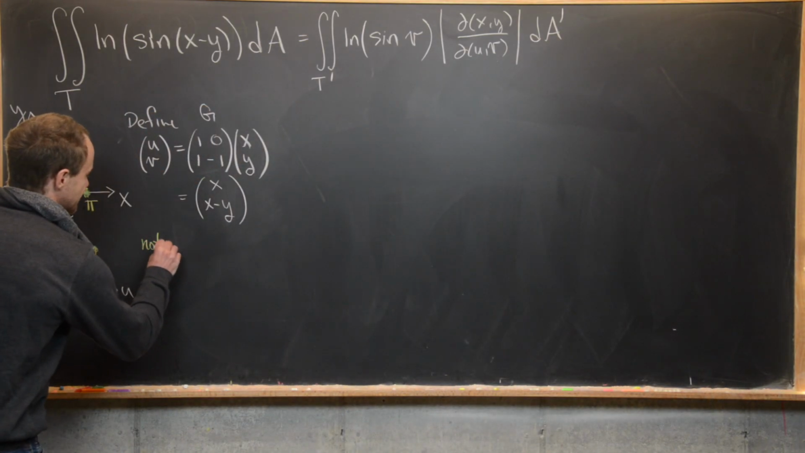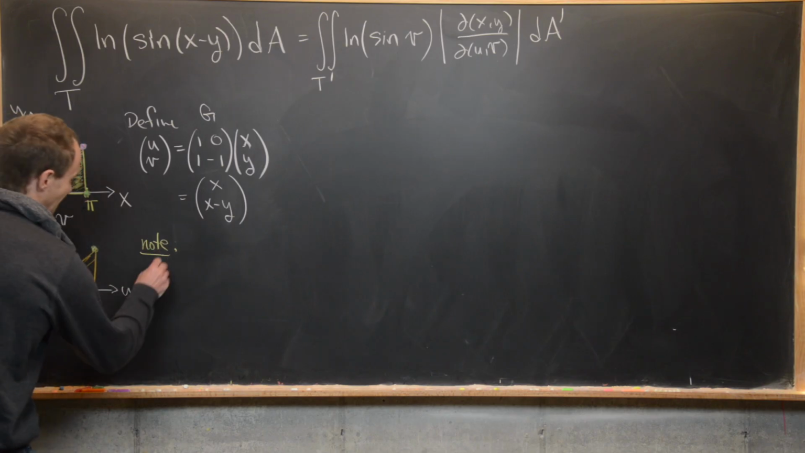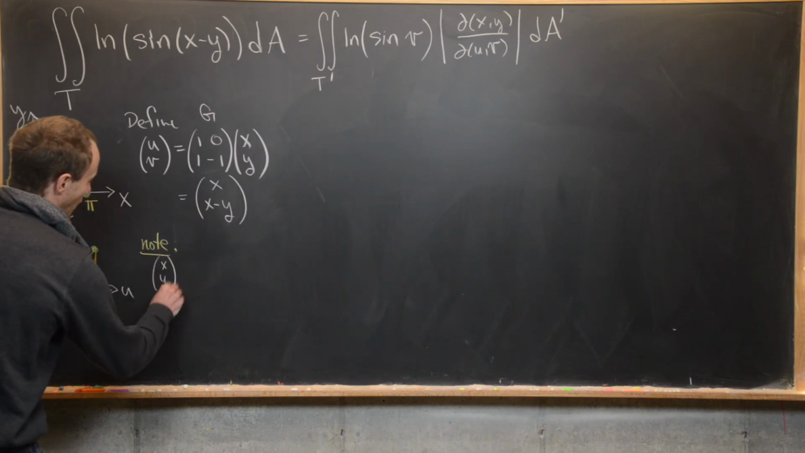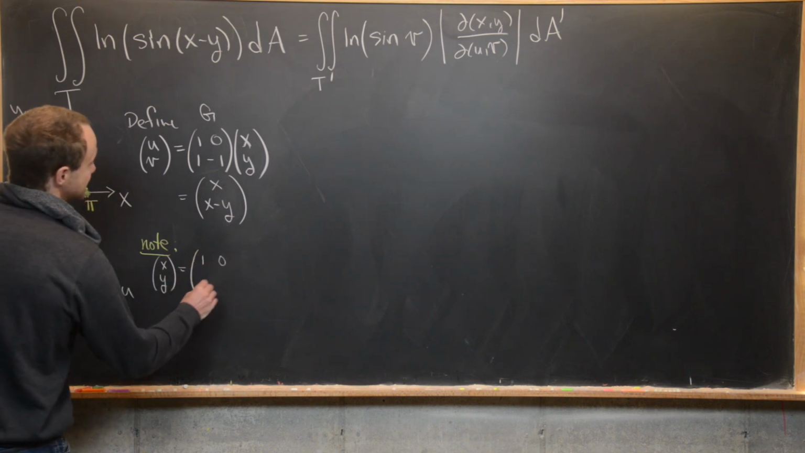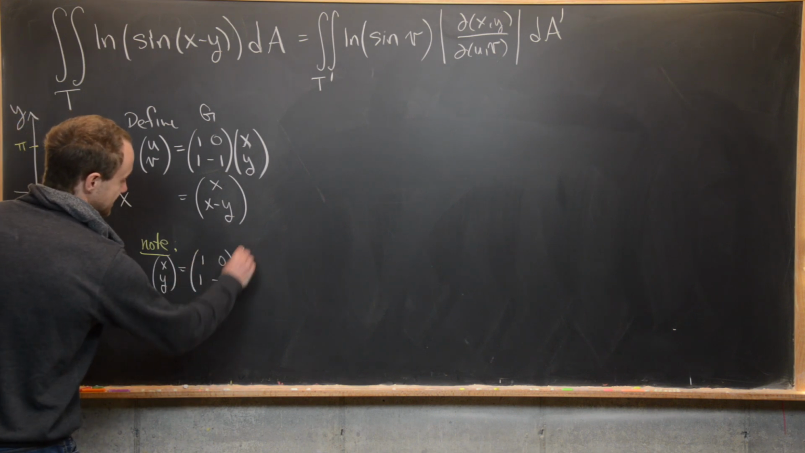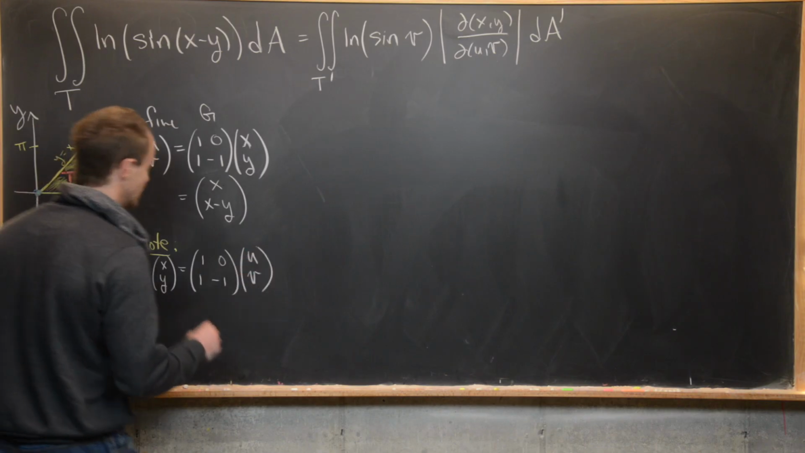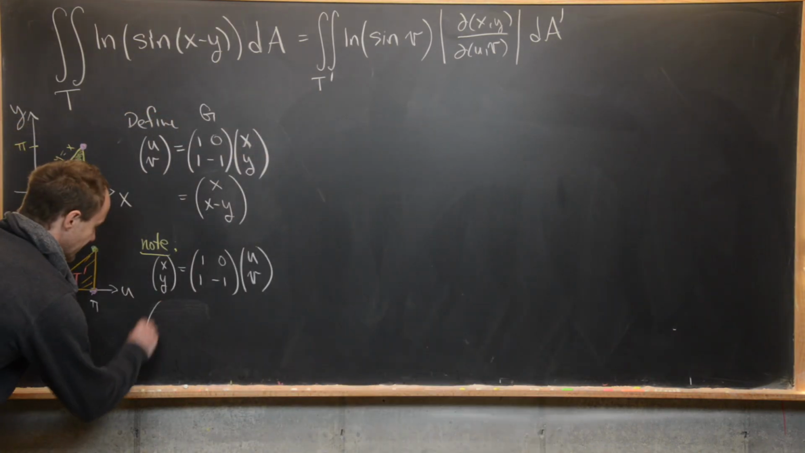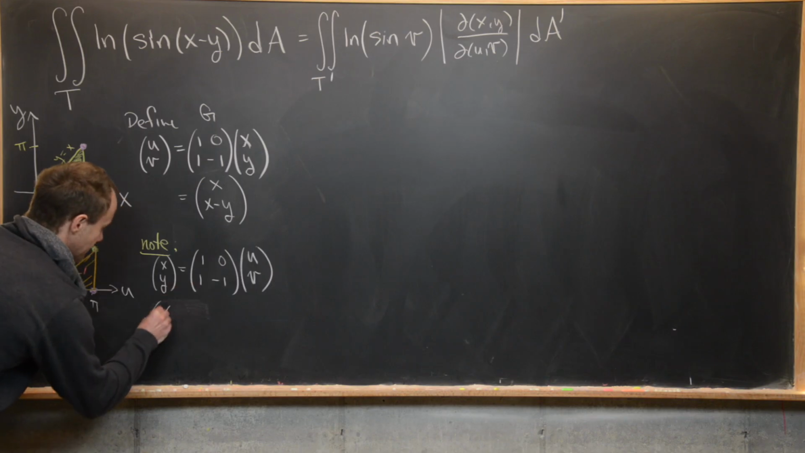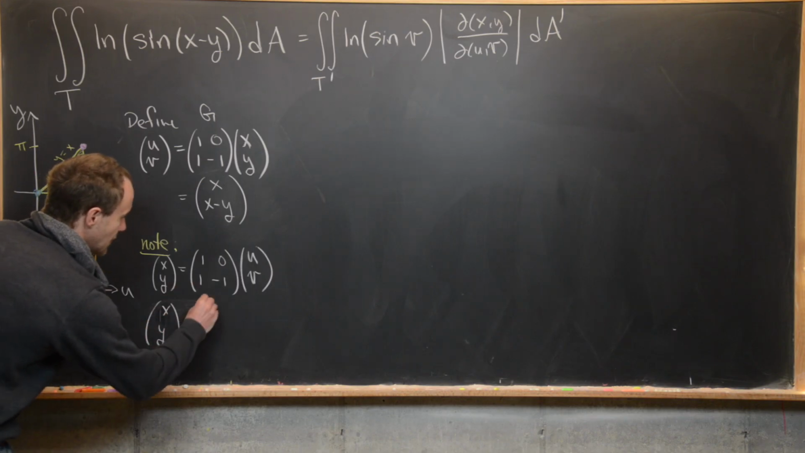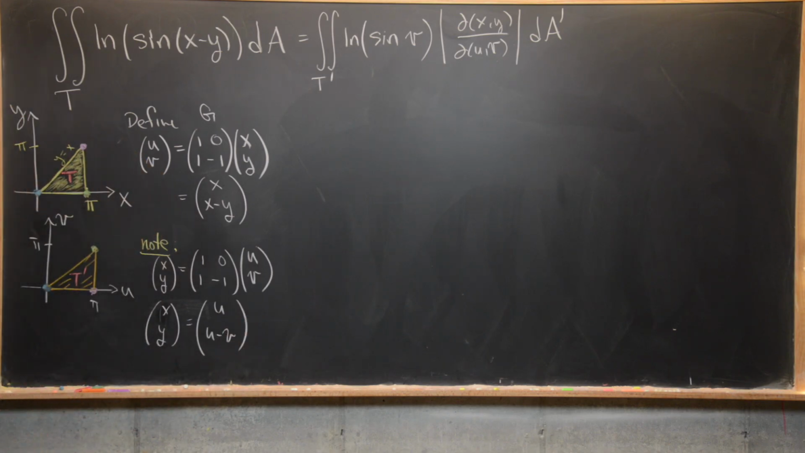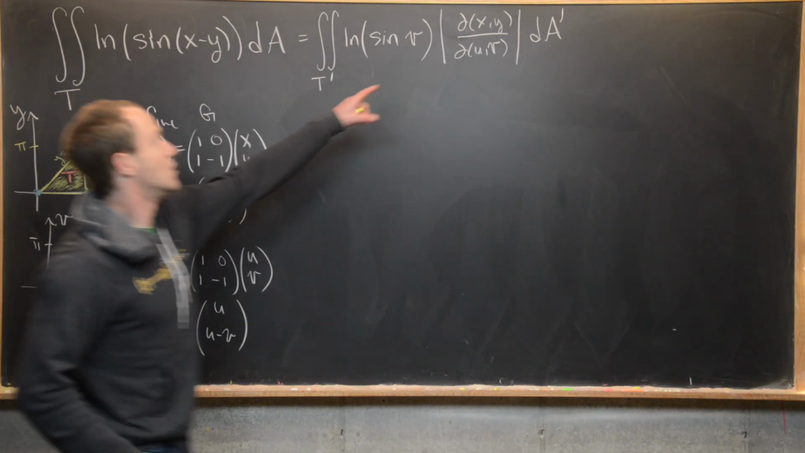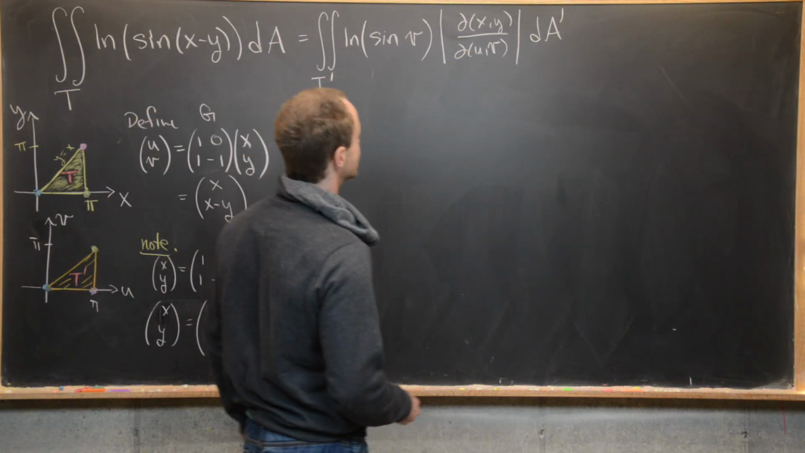So let's notice that we also have the vector (x, y) is the same thing as the matrix [1, 0; 1, -1] times the vector (u, v), which tells us that we have vector (x, y) equals vector (u, u minus v), like that. Okay, great. And then let's recall what this object here is.